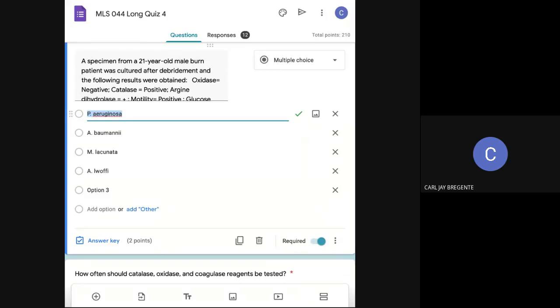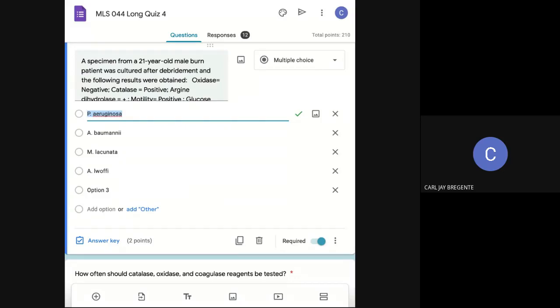Why Pseudomonas aeruginosa? First thing, if you view the history, it is a burn patient. Pseudomonas aeruginosa is the most common significant organism isolated among burn wound infections. Since Pseudomonas aeruginosa is an opportunistic infection, it can be acquired from anywhere, whether from the environment, water sources, or the environment during the procedures being done.